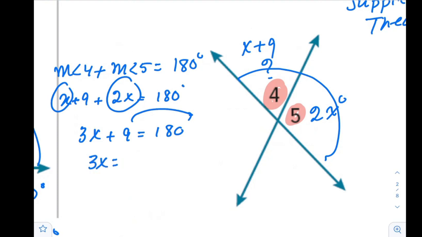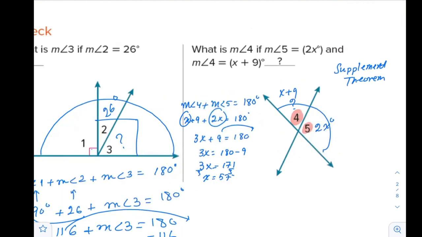3x is 180 minus 9. So using the subtraction property, that is 171. And x is found by dividing by 3. 171 divided by 3 is 57. This is x. Is he asking for x only?